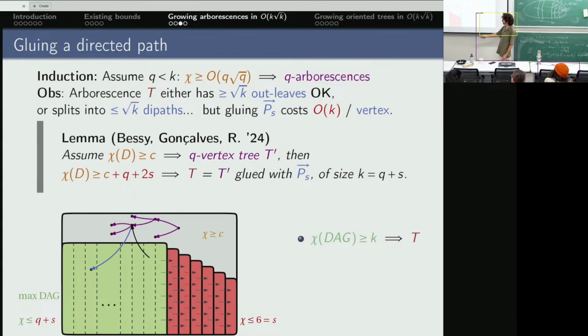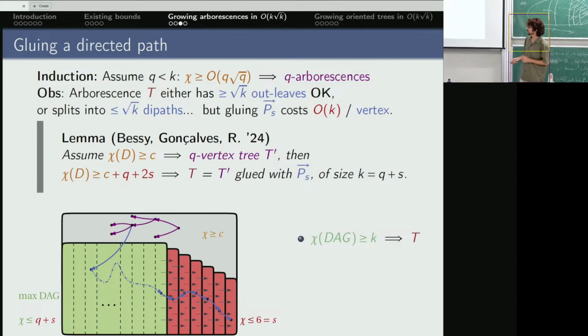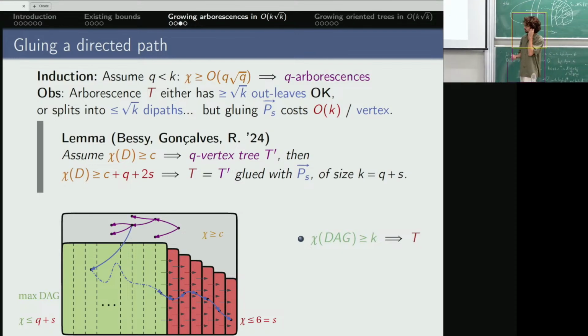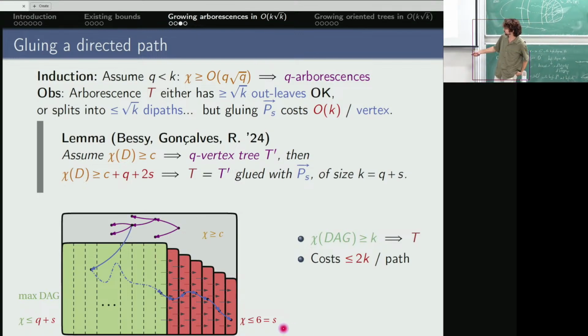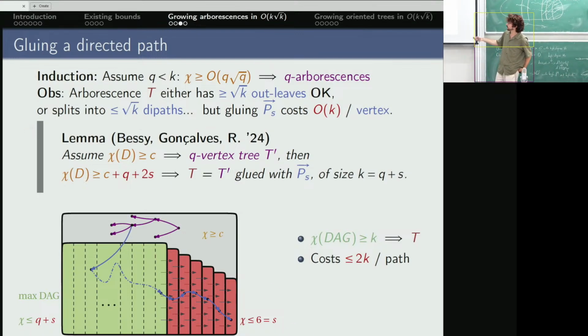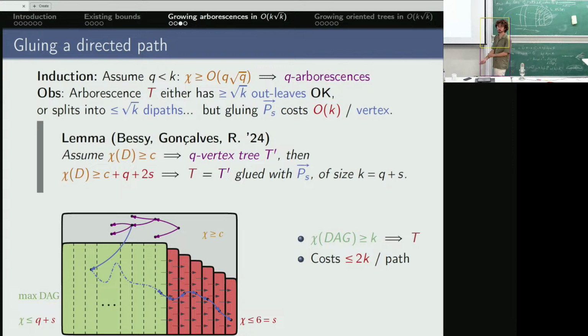And from this out neighbor, recall what I did for directed paths. I follow a path to the sink, to any sink in the DAG, and then I know that this sink was not a sink at the step before, so it must have an out edge towards a previous sink, and so on and so on. And I can extend by a path of length at least S. So this costs you Q plus 2S, so less than 2K per path, which is cheap. It's the cost that was for gluing S leaves.